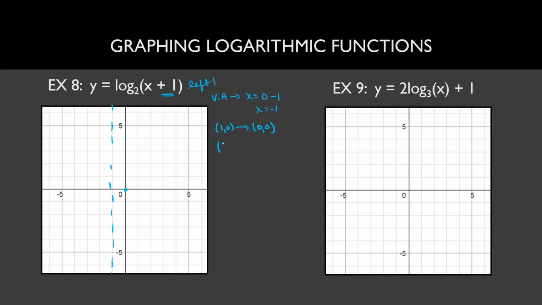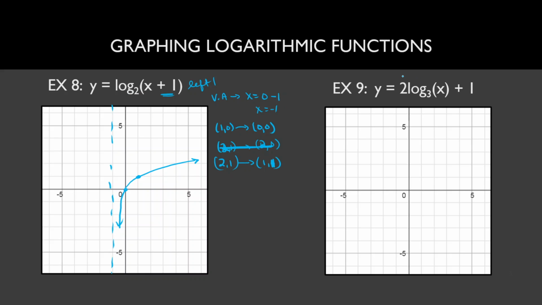And if we normally had the point at the base, 1, moving it to the left 1 is now at the base, 0. Well, the base in this case is 2. Okay, and then we can connect these dots. This is a growth function because the base is greater than 1.